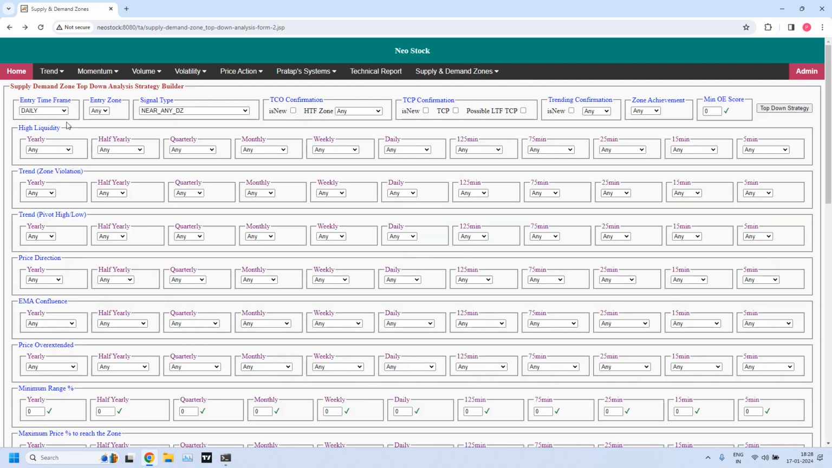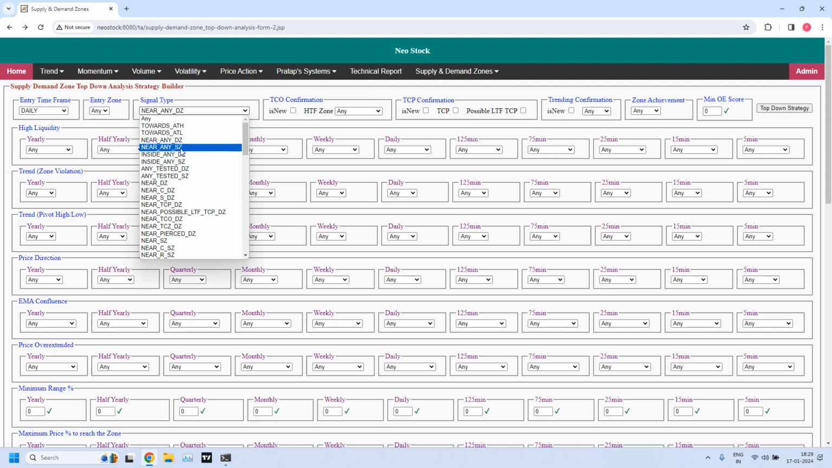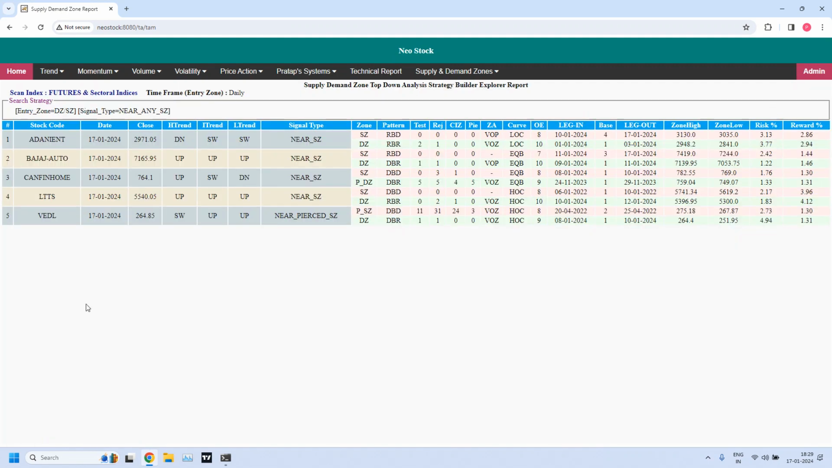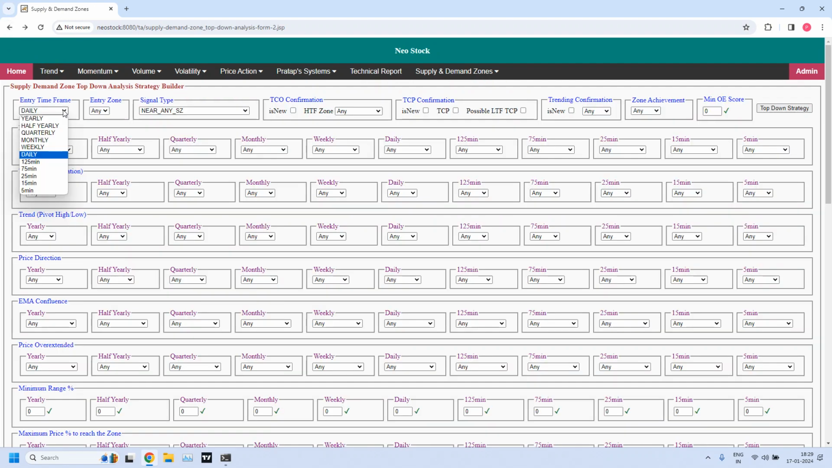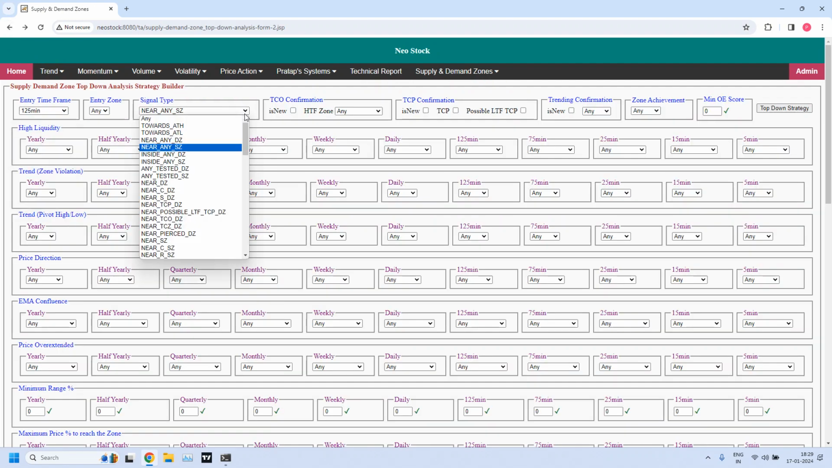So let's go back. For entry time frame daily, let us find the stocks near daily supply zone. 5 stocks are filtered. Any high liquidity supply zone? No, we don't have any high liquidity supply zones from this list. Okay, let's go back. Let us change the time frame to 125 minutes. Let us find the stocks near 125 minutes demand zone.